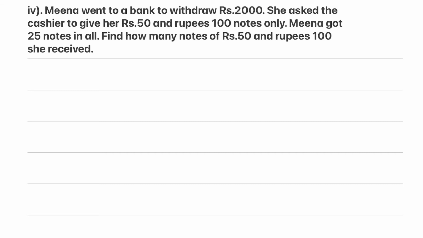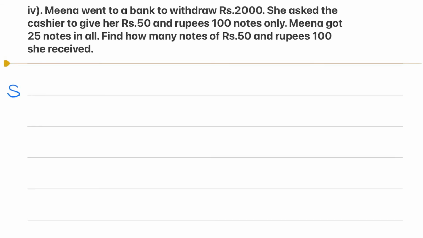Fourth part, we have Meena went to a bank to withdraw rupees 2000. She asked the cashier to give her rupees 50 and rupees 100 notes only. Meena got 25 notes in all. How many notes of rupees 50 and rupees 100 she received?